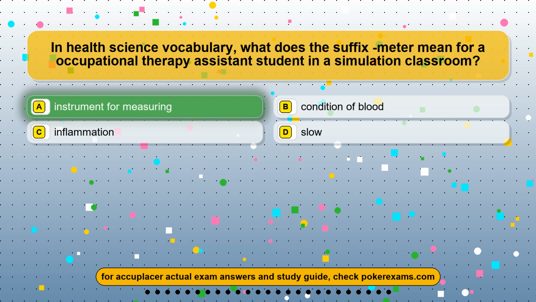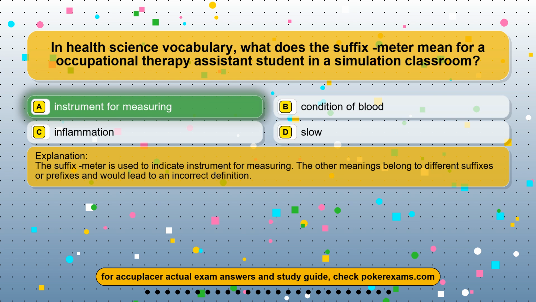The correct answer is option A. Instrument for measuring. The suffix -meter is used to indicate instrument for measuring. The other meanings belong to different suffixes or prefixes and would lead to an incorrect definition.